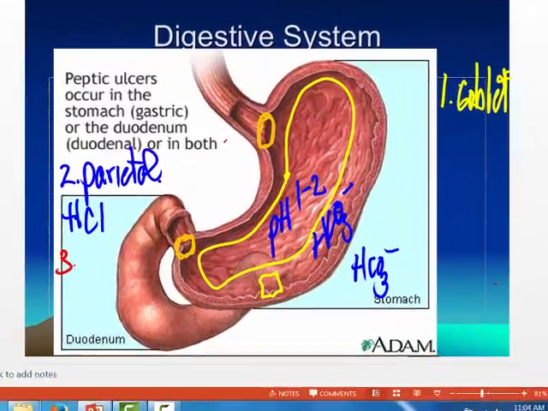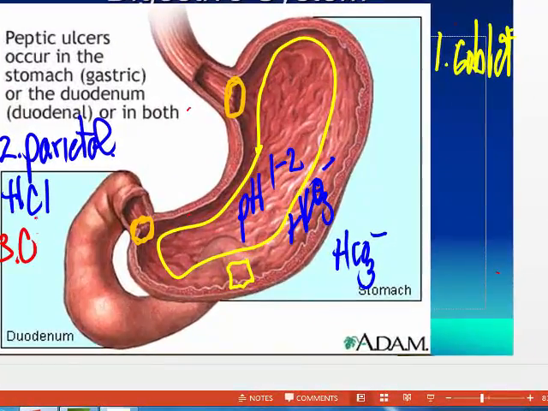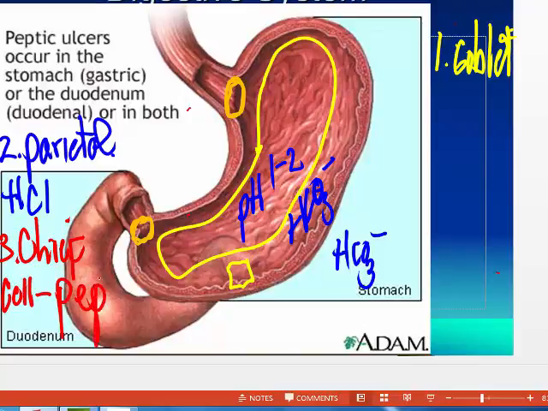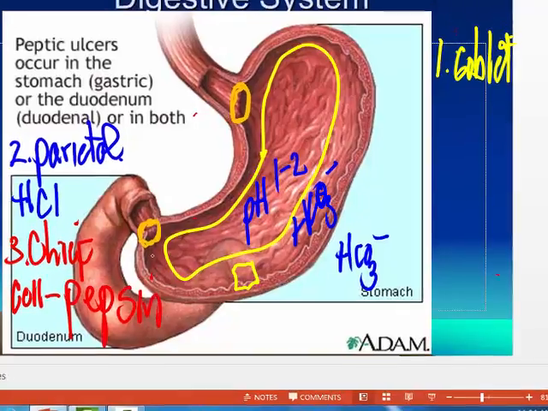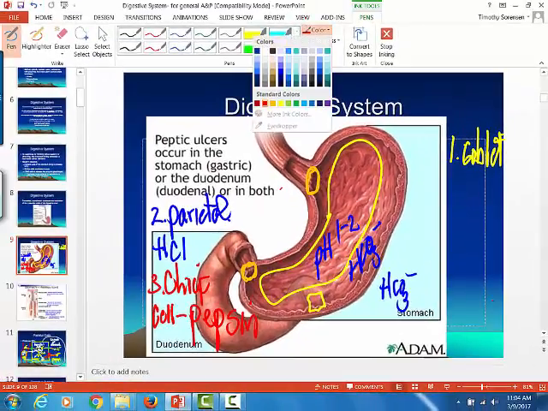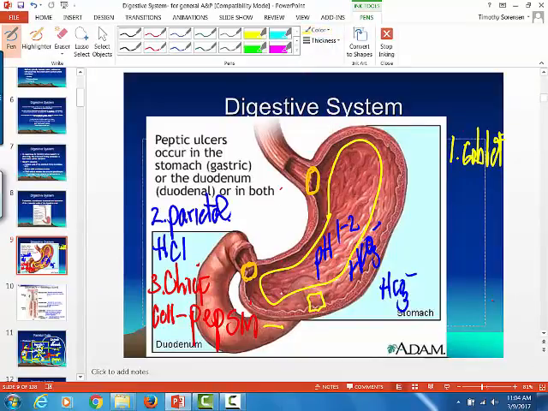And then finally, you have chief cells. And chief cells produce an enzyme called pepsin. Pepsin helps digest protein. So you better write this down. The nutrient that is digested in the stomach is protein.